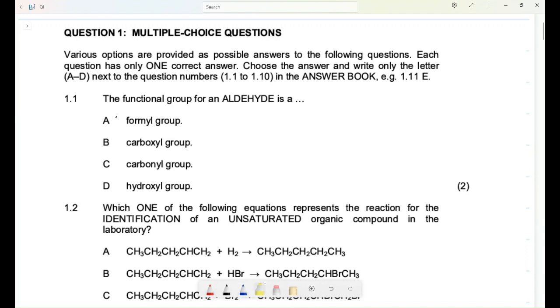Now, it says to us 1.1, the functional group of aldehyde is... This is supposed to be an easy 2 marks. Remember, carboxyl group is for the carboxylic acid. Hydroxyl group is for the alcohol. Then carbonyl is for the ketone. Therefore, the most correct answer is A, formyl group. Okay, formyl group is the correct answer.